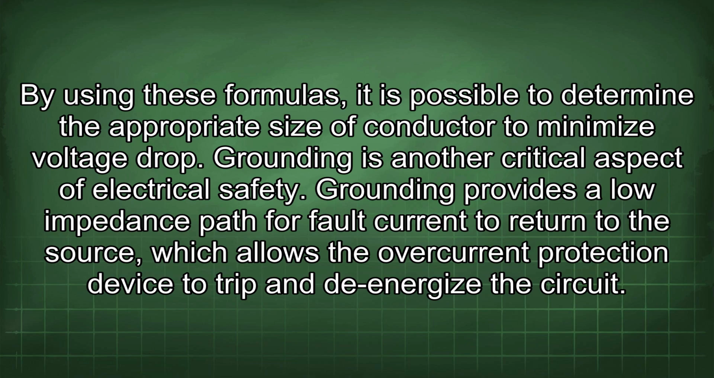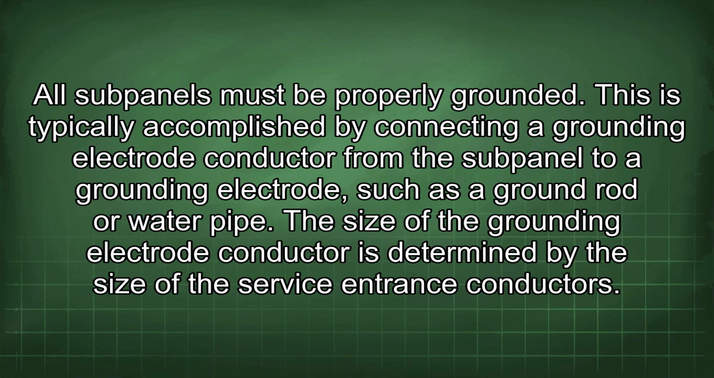Grounding is another critical aspect of electrical safety. Grounding provides a low impedance path for fault current to return to the source, which allows the overcurrent protection device to trip and de-energize the circuit. All subpanels must be properly grounded.